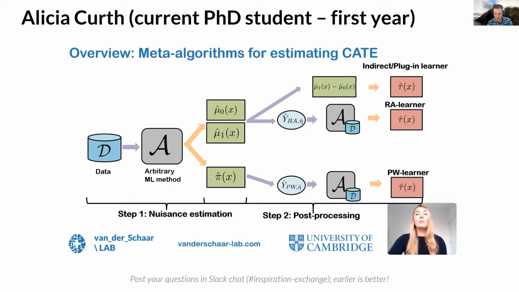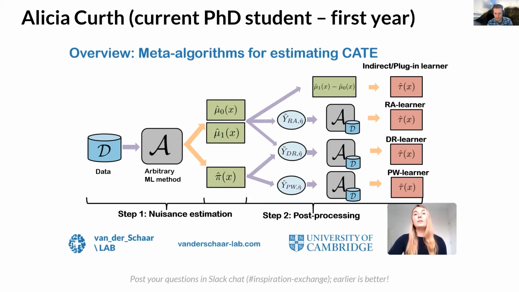Similarly, the propensity-weighted learner uses only the propensity score to construct the propensity-weighted pseudo-outcome, regresses it on X, and outputs an estimate of CATE. Finally, the doubly robust learner uses both the estimated propensity scores and the estimated potential outcomes to construct a pseudo-outcome, which it regresses on X, and then outputs an estimate of CATE directly.